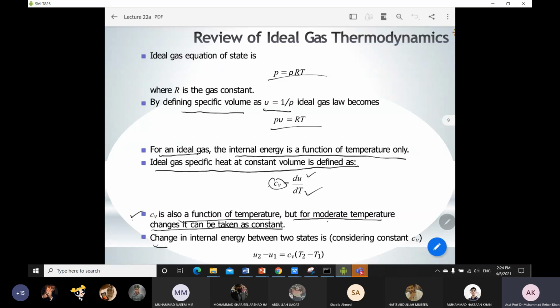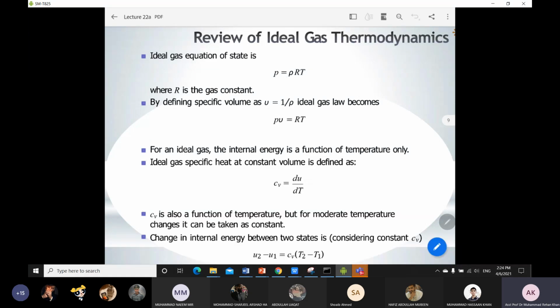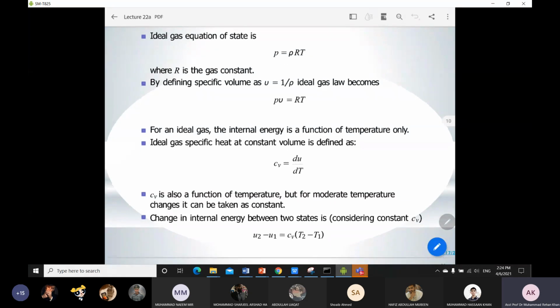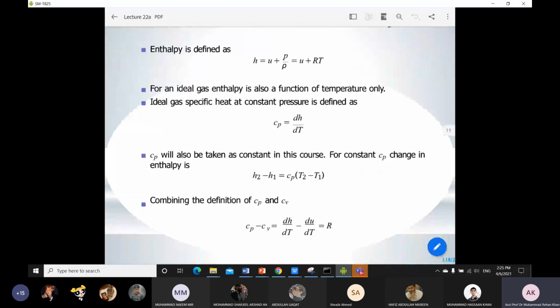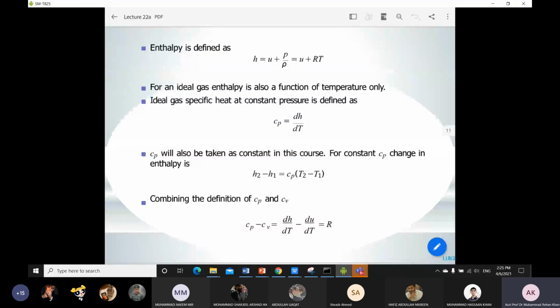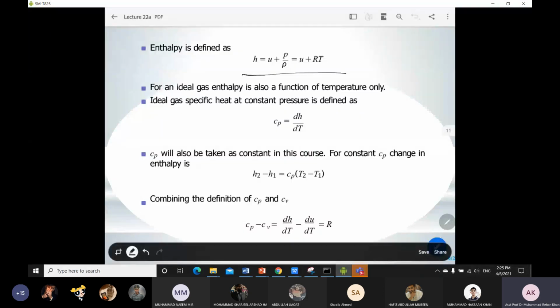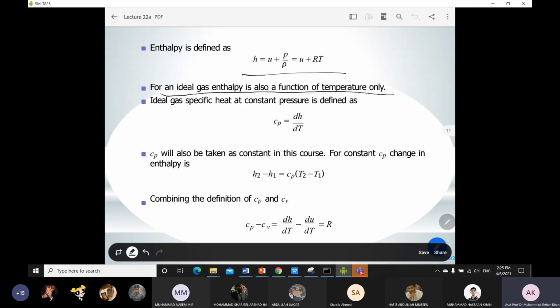So then we already looked in the gas power cycle at one relation, which is delta U is equal to Cv delta T. Okay, so this is also the basic equation, how to relate change in internal energy with the Cv and change in temperature. Then enthalpy is defined as U plus RT. Okay, so this equation also we are familiar with. And then for ideal gas, enthalpy is also a function of temperature only.